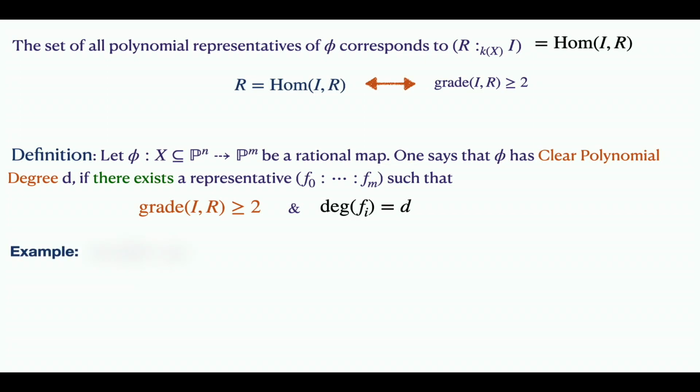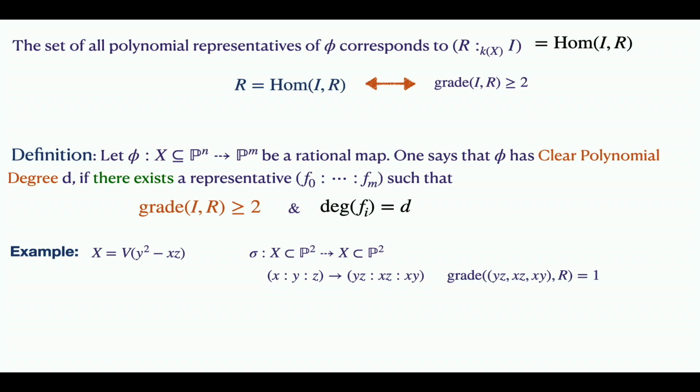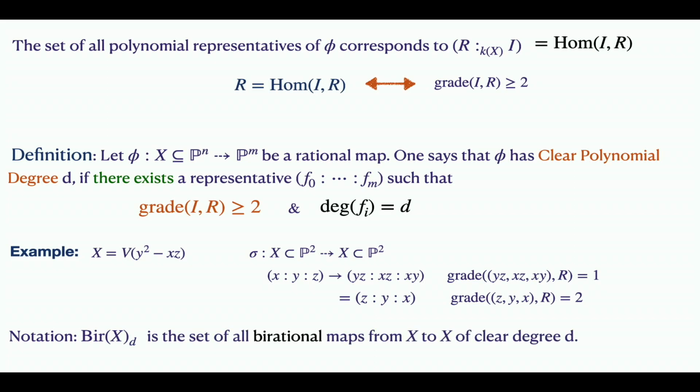If we come back again to the example, for this map, the standard quadratic transformation, if you consider this ideal in the coordinate ring of this variety, the grade is 1. But if you consider another representative, this grade is 2. So the right choice would be this representative, and in this sense we have a notation. We say that Bir_X^D is the set of all birational maps from X to X of clear degree D. So if we just omit the P^n and just put X, we should be careful about this D. This is a clear polynomial degree.